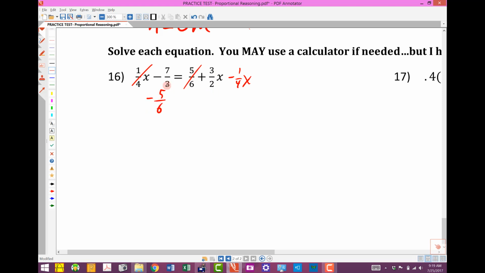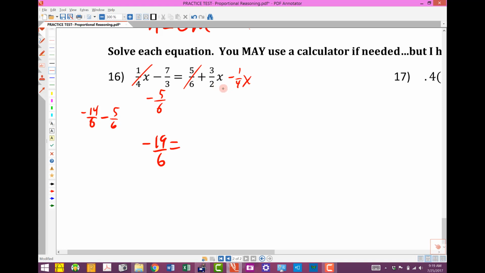If you need to use a calculator, you can, but try not to. So I'm going to put these in 6, so I'm going to double that. So that's negative 14/6 minus 5/6, so I get negative 19/6 over on this side.